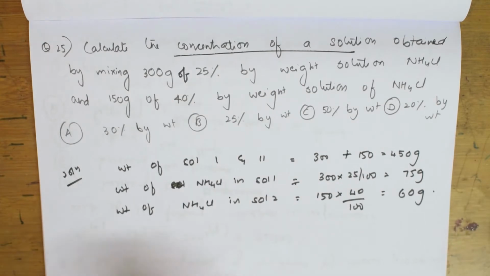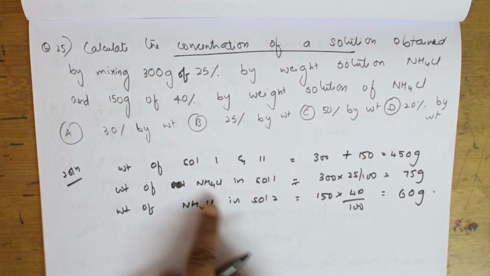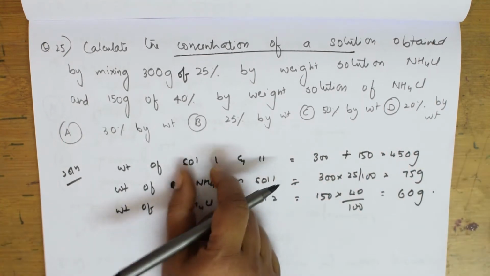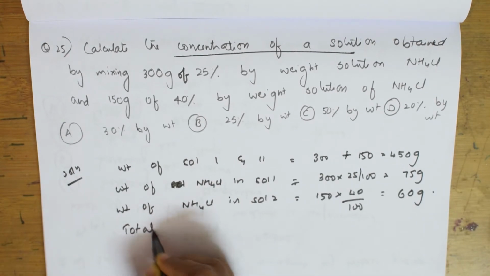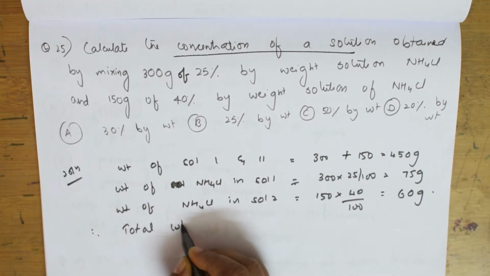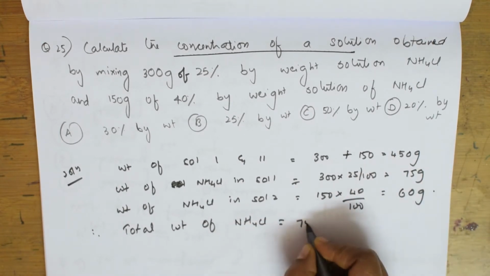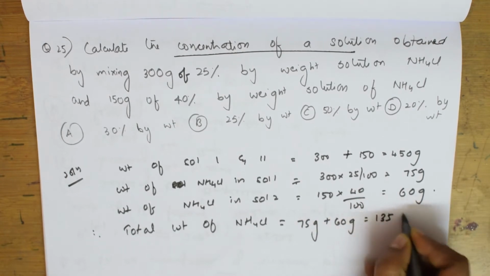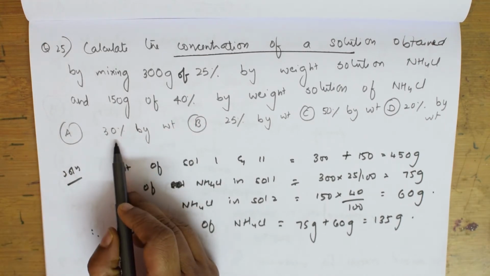Individually we have calculated the weight of ammonium chloride according to the percentage. Now let us write the total weight of ammonium chloride. Therefore the total weight of ammonium chloride is 75 grams plus 60 grams, which comes to 135 grams.